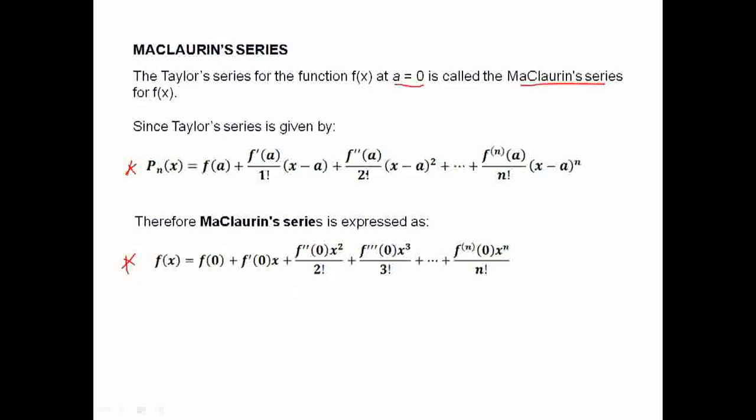So Taylor's series and Maclaurin's series are very much linked. The only difference is that where there is a in the Taylor's series, we replace it by 0 for us to come up with a Maclaurin's series. Okay. Let's look at some worked problems involving Maclaurin's series.